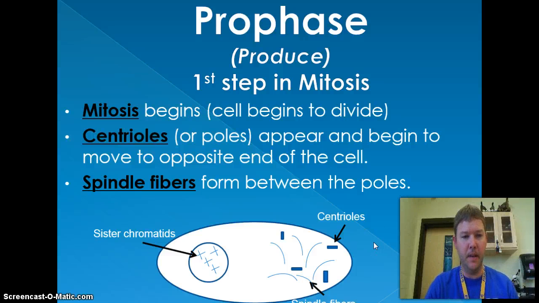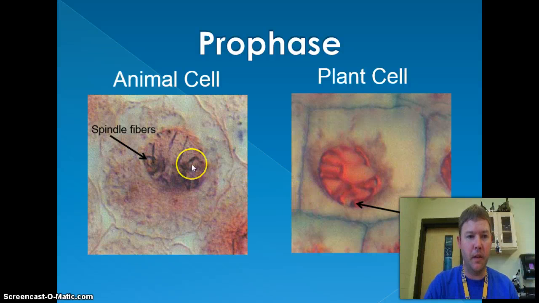Then we also see spindle fibers form. Here are the little spindle fibers. They look like little pieces of thread, little fibers. They also are starting to form in between these little poles or rods. That's prophase. Let's take a look at 2 actual cells. Here's the animal cells. There's the spindle fibers right there forming, and there's the little poles that you can see starting to form as well, the centrioles that we call them. So this is prophase.